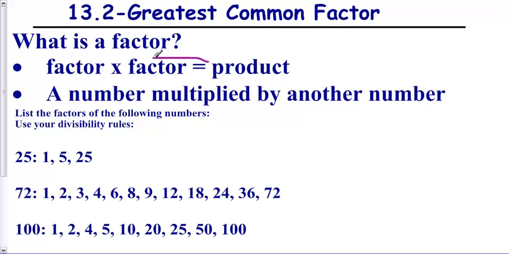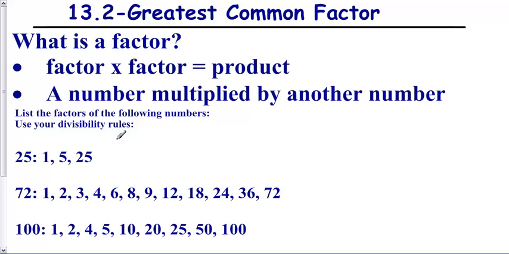A couple things I need to know before I do anything else is, what exactly is a factor? You just kind of have to know what a factor is in order to find one. Well, a factor is a number you multiply by another factor to get a product. So here's my multiplication problem written in vocabulary terms. Factor times factor equals product. Now you recall we did discuss this in chapter 7 and 8 when we did multiplication.